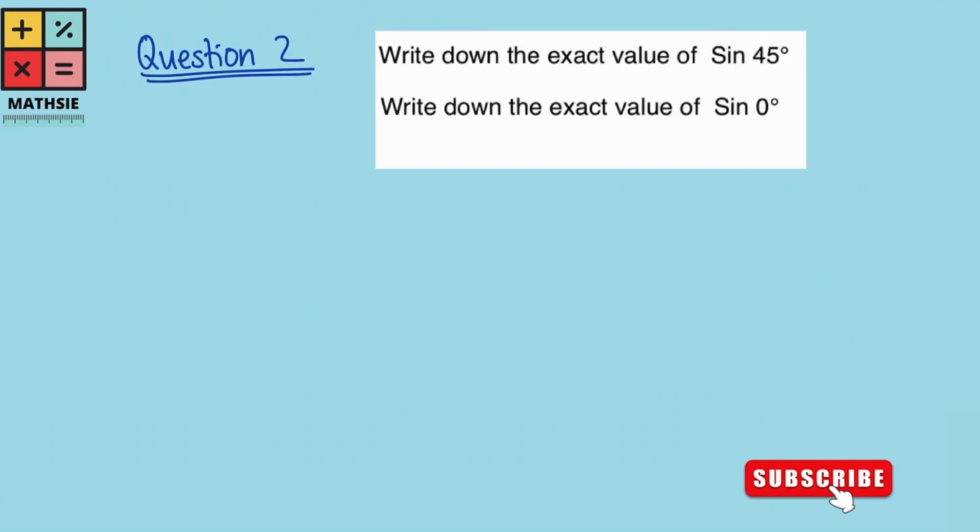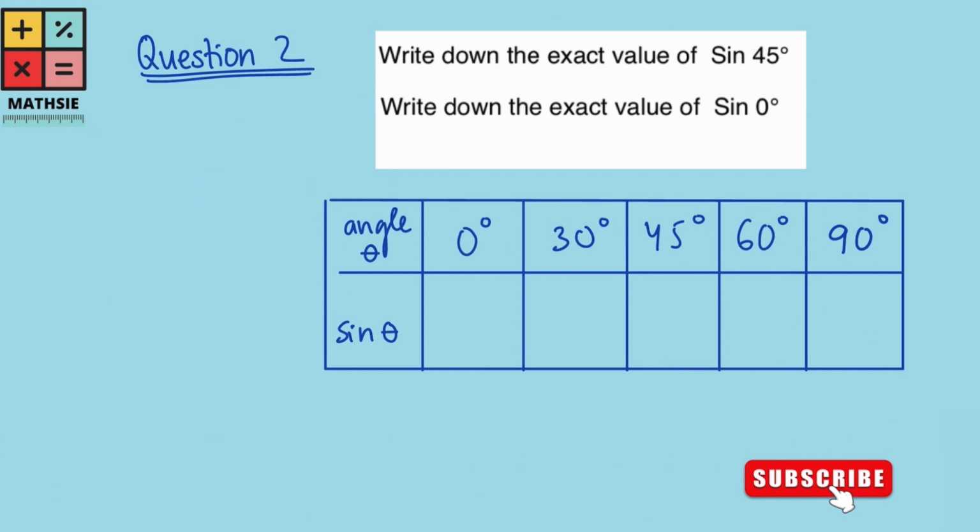Question 2 asks us to write down the exact value of sine 45 and also the exact value of sine 0. So I think it will be a good way here to recap how do we find the sines of the main angles that are 0, 30, 45, 60 and 90. And I think the easiest way to remember it is to know that the sine of 0 is just 0. And that also for the 90 degrees, it's going to be 1.